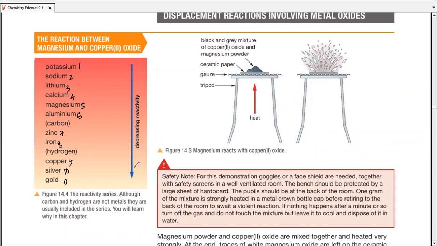So what if you want to add any other metal to it? There are many more metals in the periodic table, more than 70. So what if you want to add another one? How would you know the position of that metal? Where are you going to place it? Let's suppose you want to add lead. How would you know whether lead should be placed between magnesium and aluminum, or between zinc and iron? You won't know unless you perform a few experiments. And that's how we cater to it.